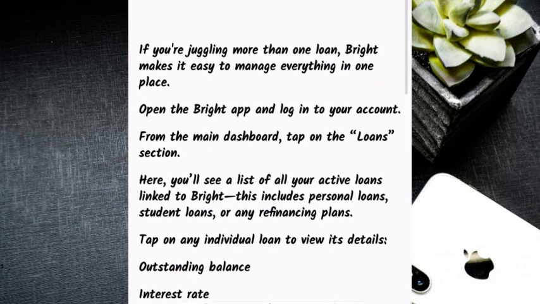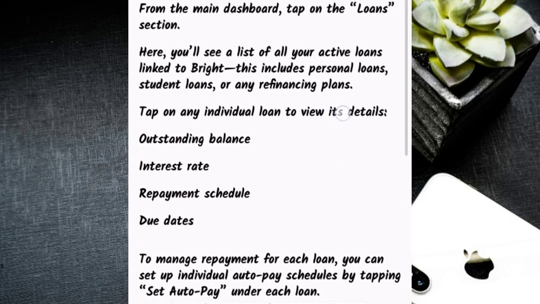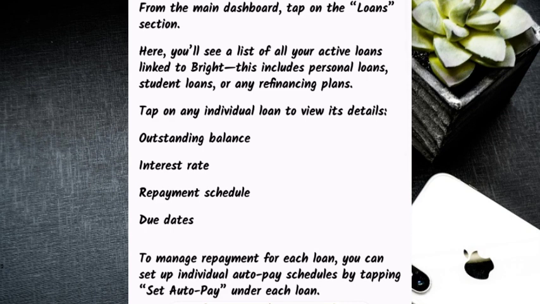First, open the Bright app and log into your account, and then from the main dashboard tap on the loans section. Here you're going to see a list of all of your active loans that are linked to Bright. This includes personal loans, student loans, or any refinancing plans. Tap on any individual loan to view its details.